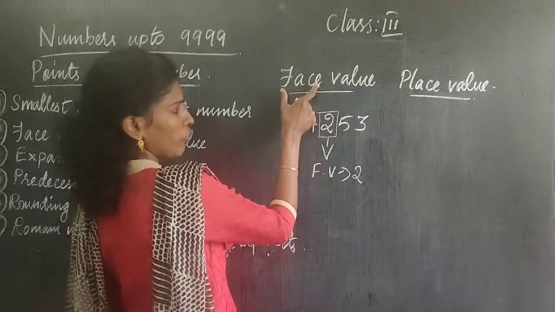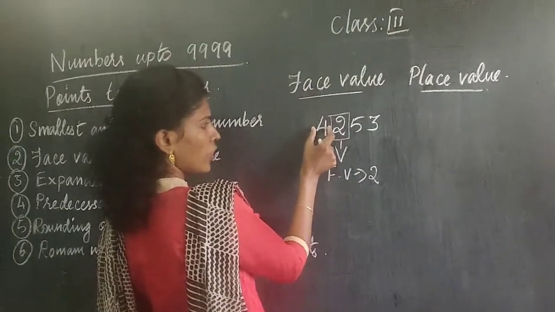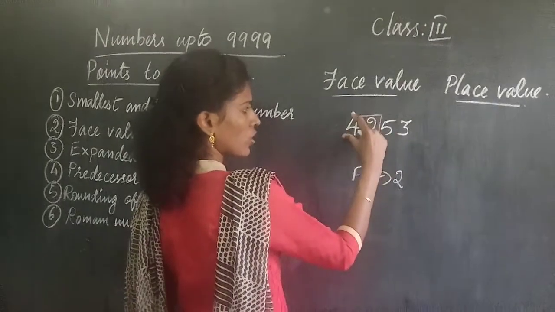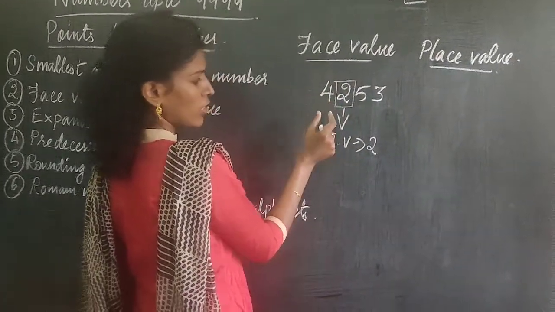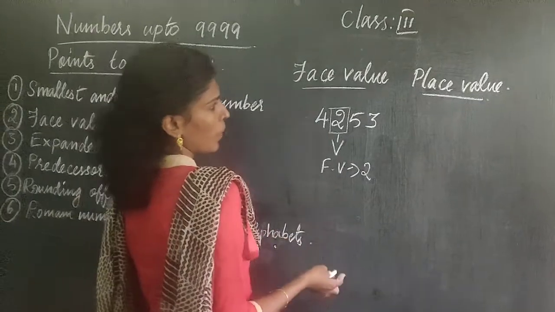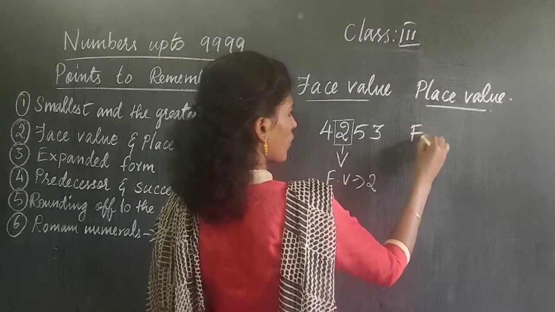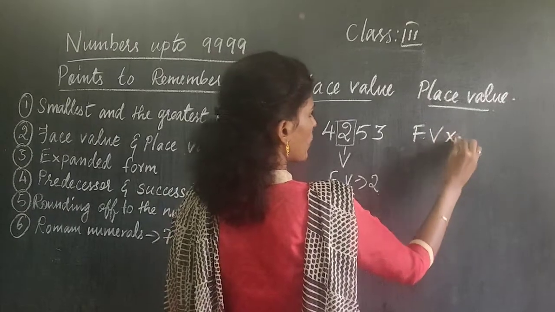Face, you remember, face means when you look at this number, look at the face of this number. What do you think? This alone, if you look, looks like a 4. So the face value is 4. And place value is a little different. You have to multiply the face value by the place.